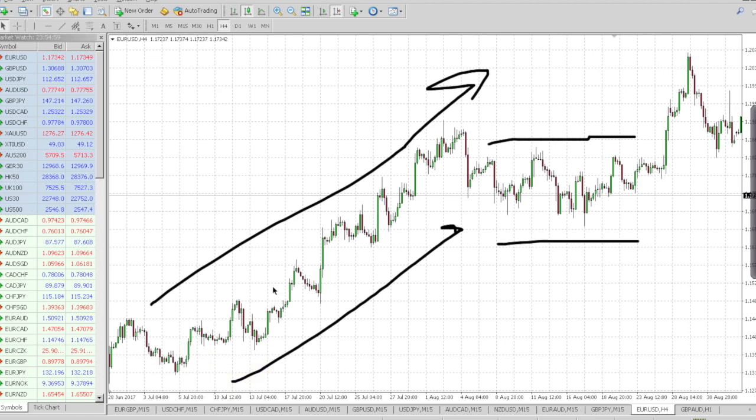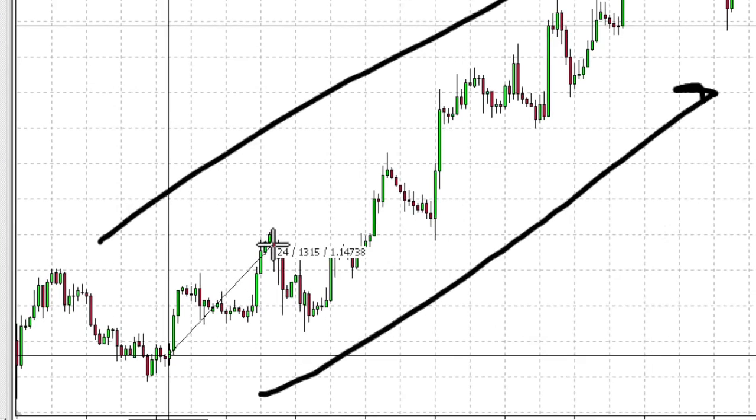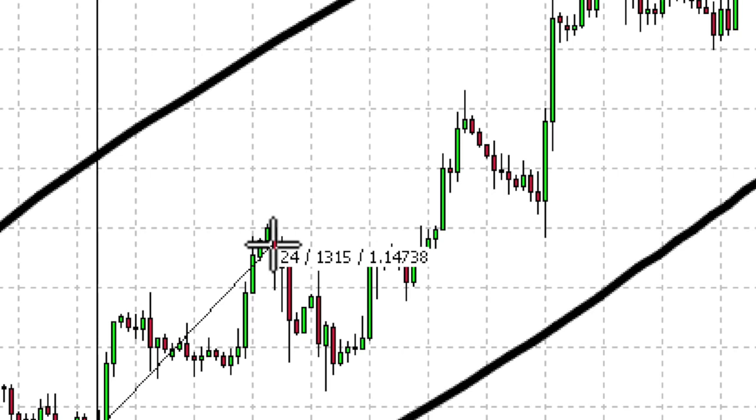Let me take a look. In fact, shorter than that. So for a swing trader, let me zoom in a bit. Okay, so they may buy somewhere over there, and they may even sell just there. So they captured about 100. You can see 1315 at the center. So that's 131 pips. They captured 131 pips, and they're out of the trade.